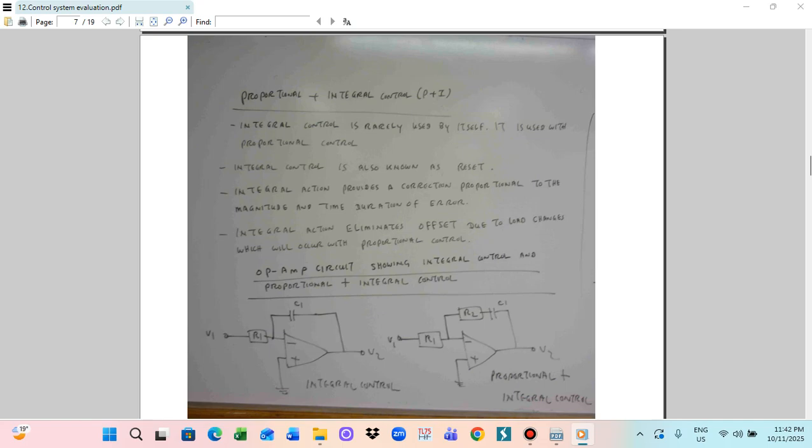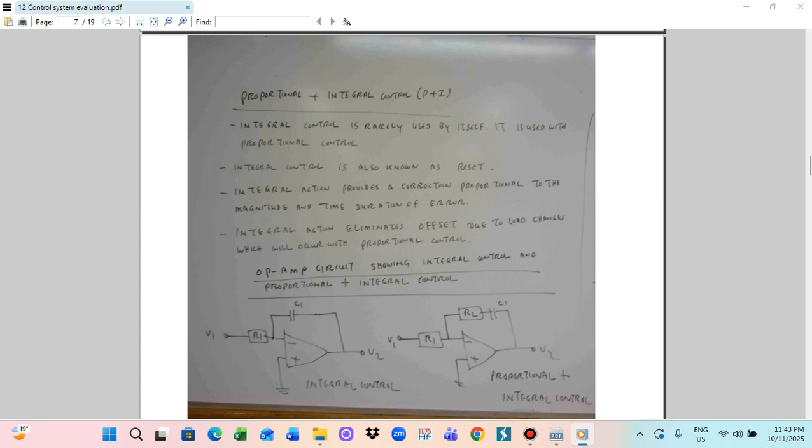So integrated control is especially the reset. Reset means we don't use the reset by itself. We have to utilize it with the other control function, especially the proportional control. When the proportion is too high, the control function makes the performance, and then the reset function resets it again to the original position. So integrated control is rarely used by itself; it is used with the proportional control.